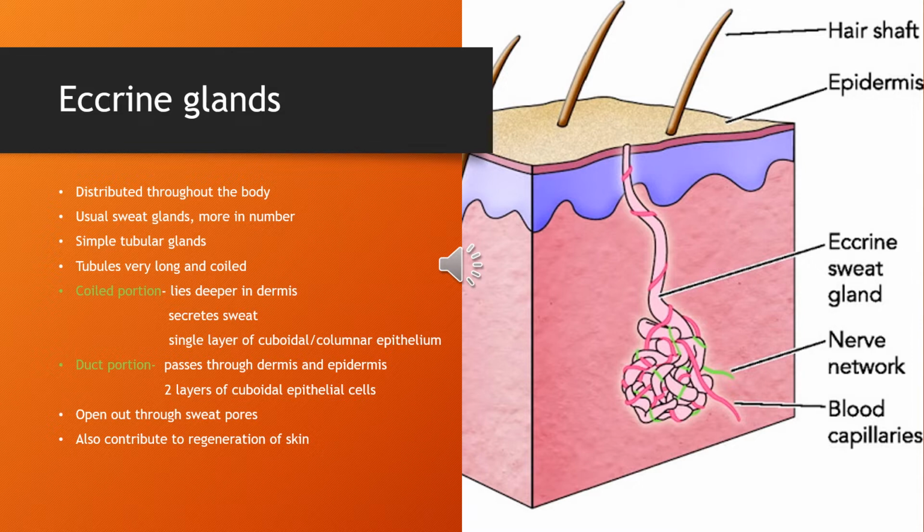The coiled portion lies deeper in the dermis and is formed of a single layer of cuboidal or columnar epithelium, which is secretory in nature, and this epithelium secretes the sweat. The duct portion passes through the dermis and epidermis layers and is formed of two layers of cuboidal epithelial cells. The eccrine glands open out through sweat pores. The cells from these glands also contribute to regeneration of the skin following injury.